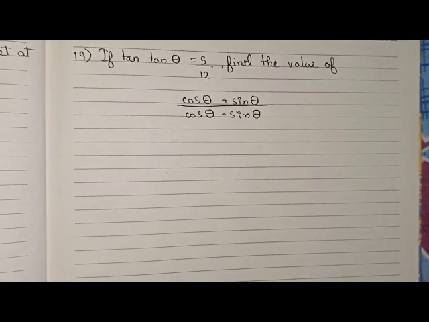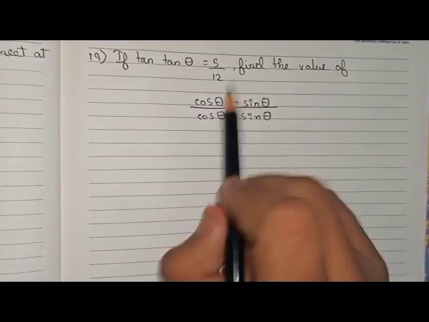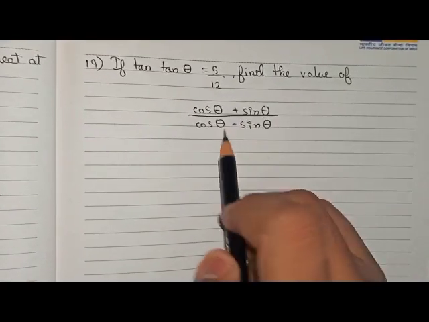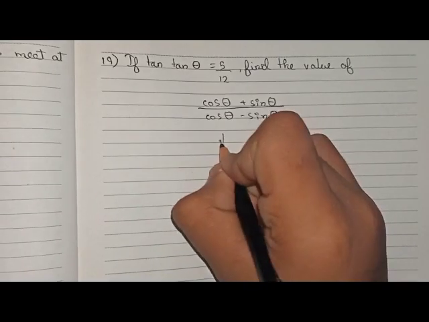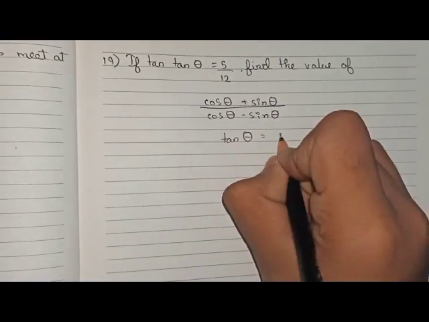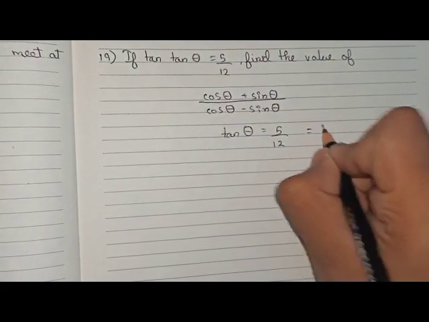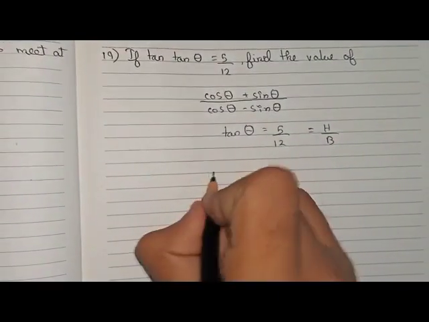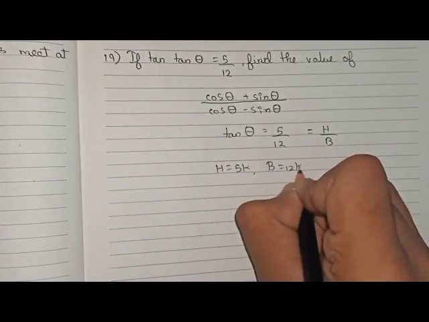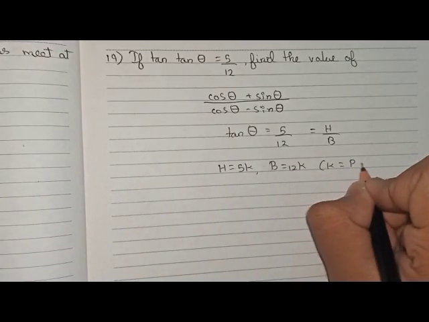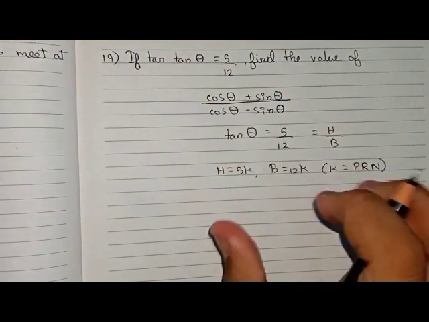Question number 19. If tan theta is equal to 5 by 12, find the value of (cos theta plus sin theta) by (cos theta minus sin theta). So it is given that tan theta is equal to 5 by 12. Tan means height by base. So our height will be 5k, base will be 12k, where k is a positive real number. Now with this information you can find out the hypotenuse.